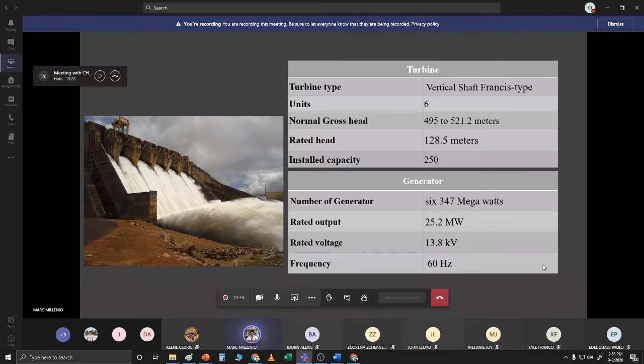Then the turbine po for this dam, the turbine type is vertical shaft Francis type, and there are 6 units. The normal gross head is 495 to 521.2 meters. The rated head is 128.5 meters. Then the installed capacity is 250. The number of generators installed is 347 megawatts. The rated output is 25.2 megawatts. The rated voltage will be 13.8 kilovolts and frequency is 60 hertz.